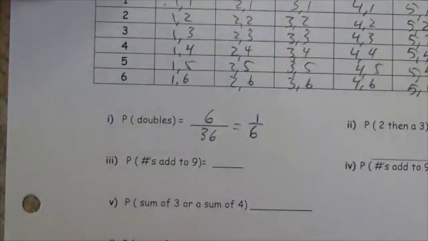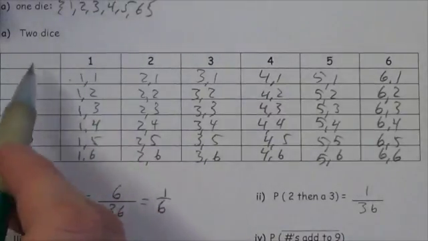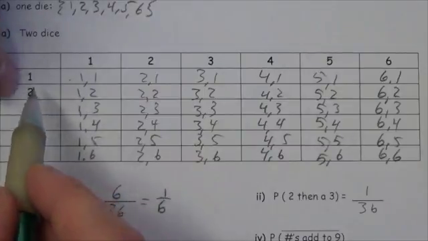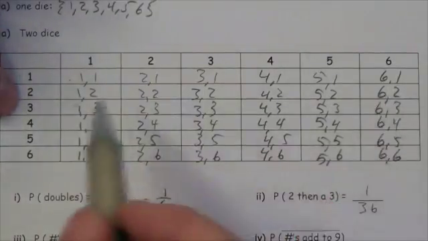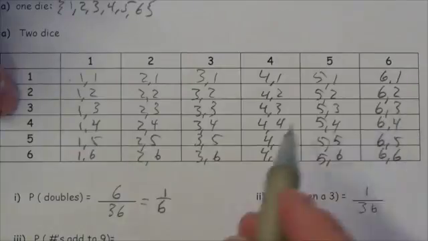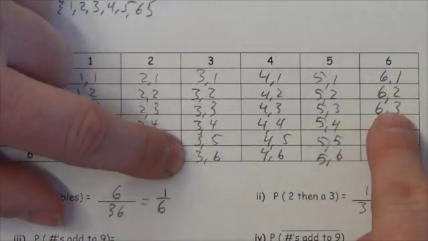How about the numbers add up to 9? Okay, well, again, there's 36 here total. If they're going to add up to 9, I know that one of them can't be 1. I also know that one of them can't be 2, because with 2, the largest I could get here would be 8. I could do 3, though, because it could be 3 and 6, or 6 and 3. So 3 and 6, 6 and 3. That would add up to 9.